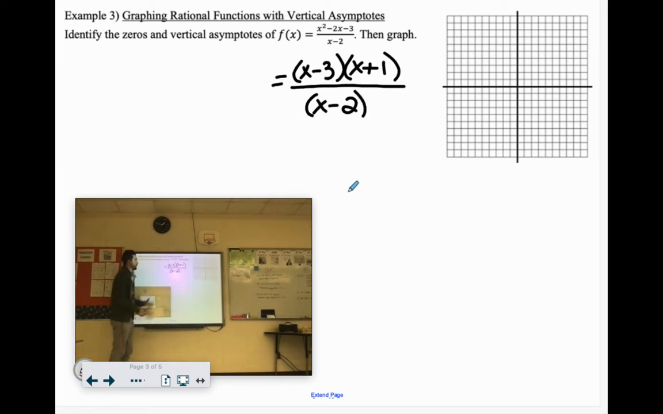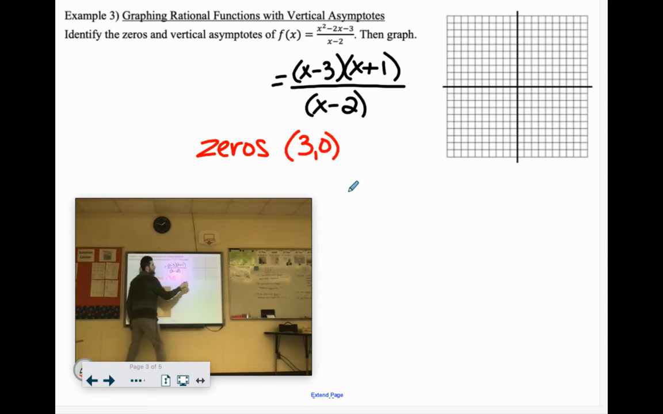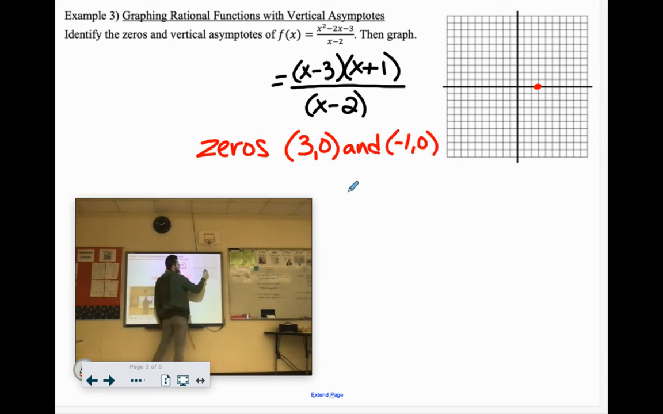Now let's get the zeros, which again are where it crosses the x-axis. If it says x minus 3, that means we're going to have a 0 at (3, 0), which is over 3. And x plus 1 would be -1, so (-1, 0). So here are the two places where our graph crosses the x-axis.